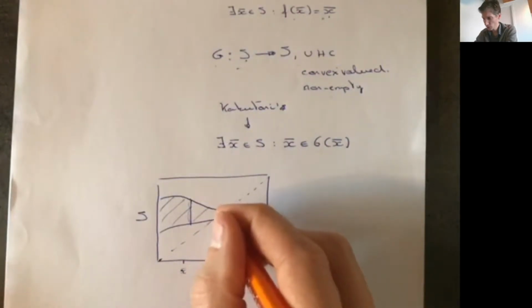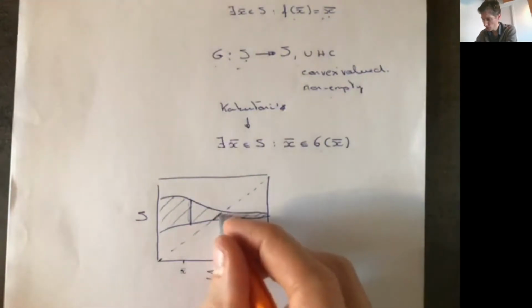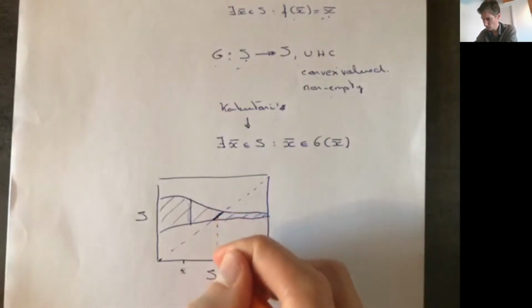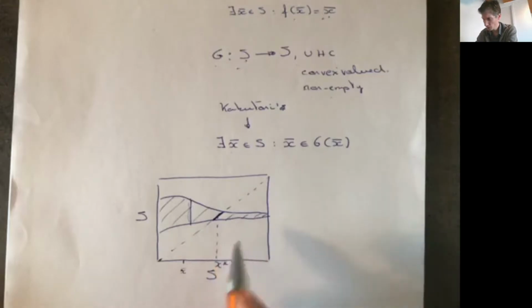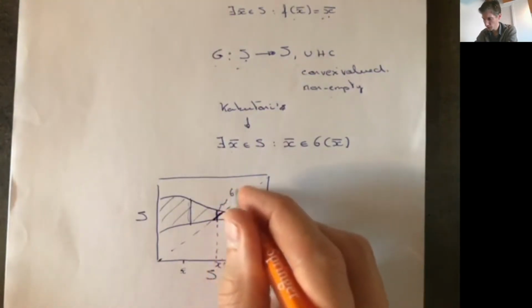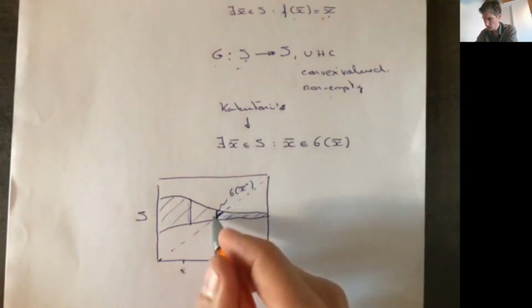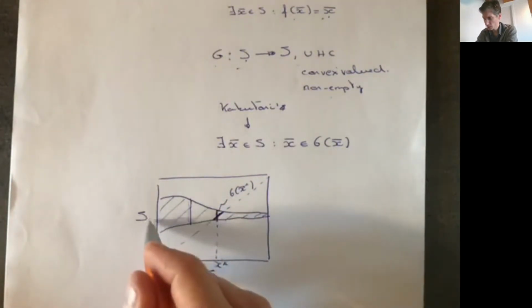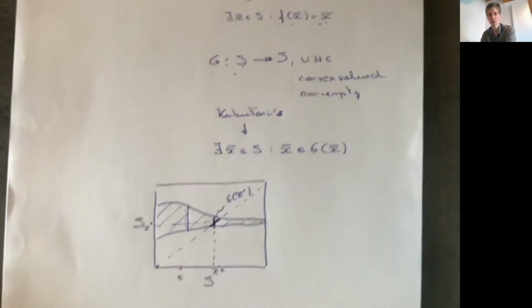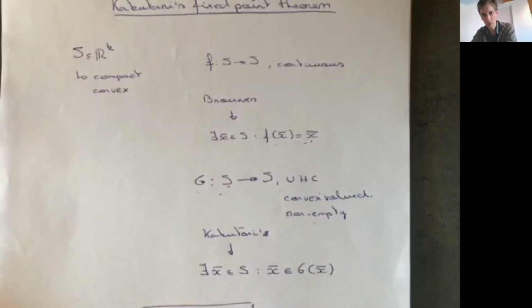So in particular here there are many fixed points, so all the points on this line segment here are fixed points, right? So for example, this here, x star, G of x star is this part here. And you see that it contains x star on the diagonal. So this is Kakutani's fixed point theorem. It's a generalization of Brouwer's fixed point theorem, but now for correspondences and not for continuous functions.